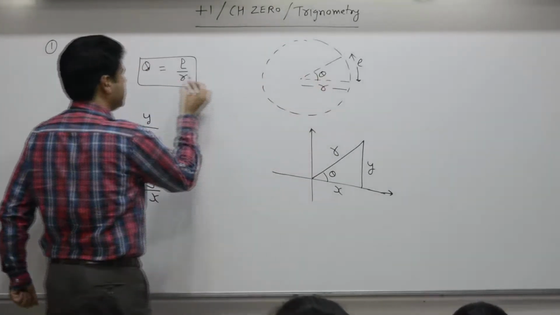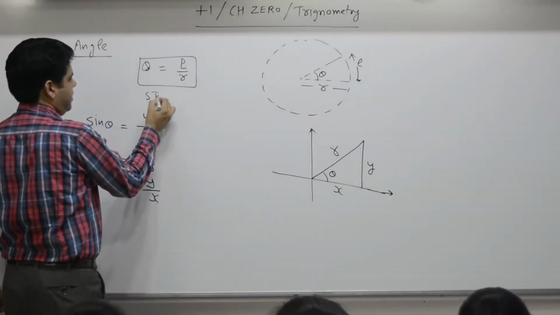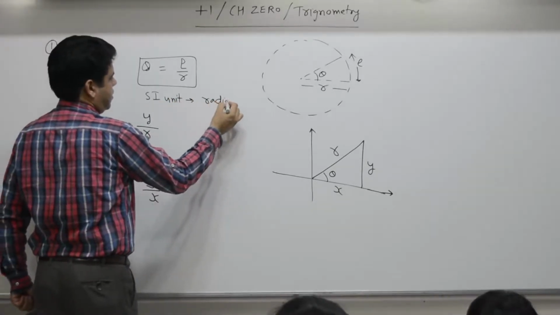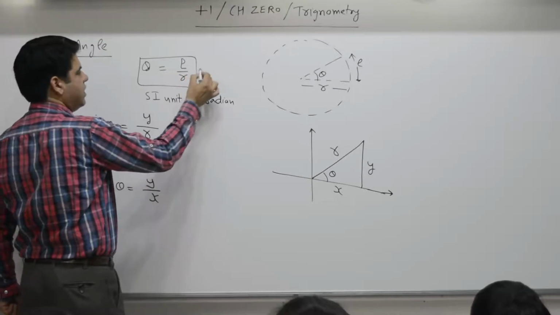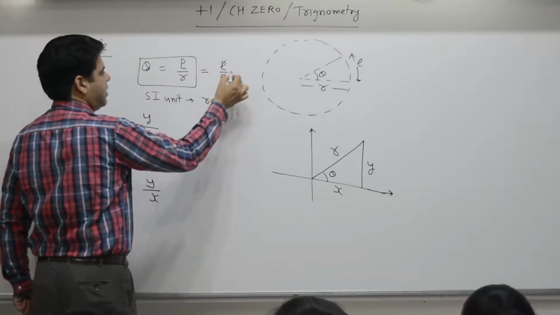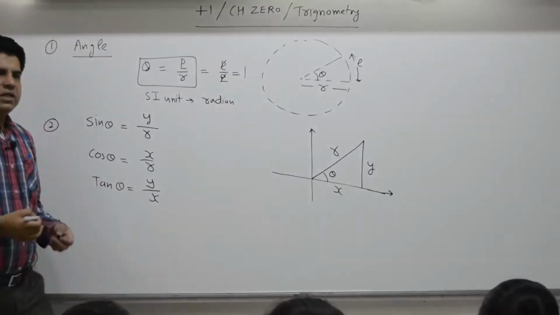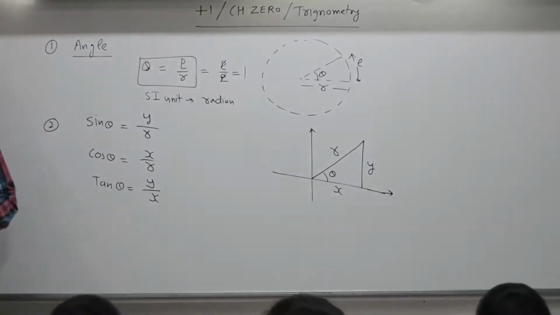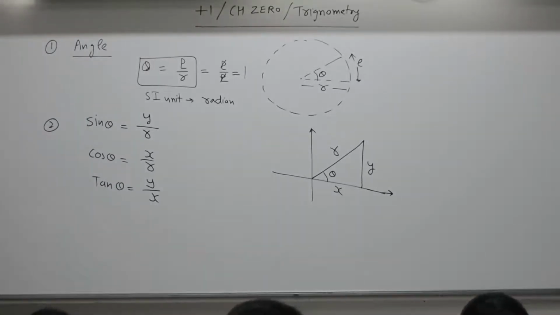What are the SI units for angle? Radian. 1 radian, theta is equal to 1 radian when L is equal to R. When this length is the same as that of radius, L is equal to R, then it is 1 radian.